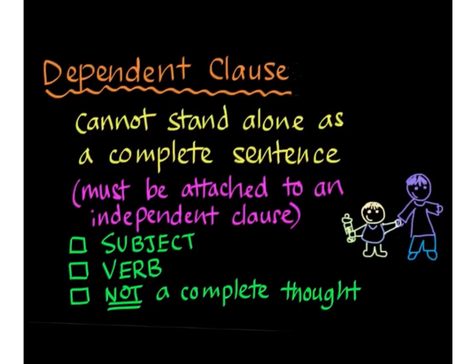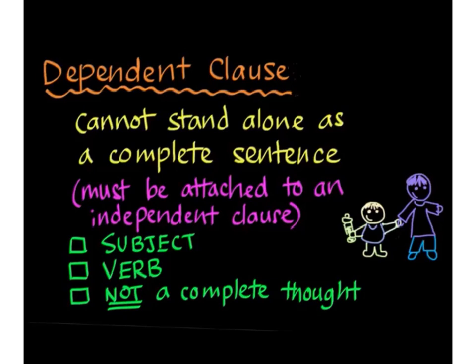Now we're going to talk about dependent clauses. Okay, well, dependent means you have to rely on someone else. You can't be alone. You can't do things alone. If you look, there's a little baby or a little kid over there. He has to be with his mom, depend on his mom to take care of him. That's what dependent means. You're depending on someone else.